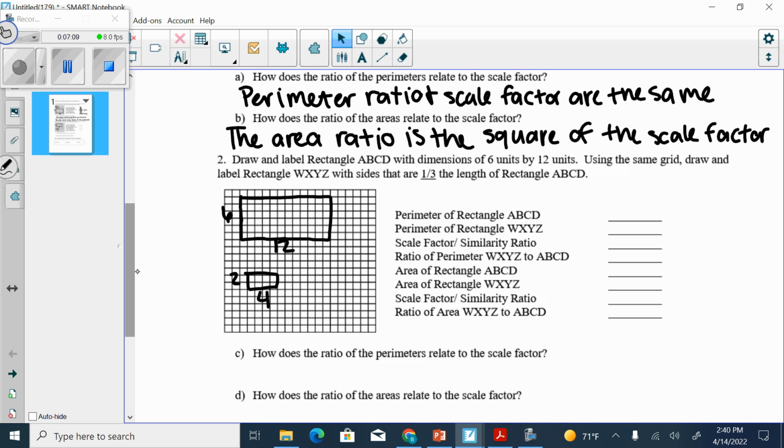Okay, now we're going to answer the same questions as before. So first, what's the perimeter of the first rectangle, ABCD? Very good. And what's the perimeter of our second rectangle? Very good. Okay, and what would be our scale factor or similarity ratio here? 1 to 3. Very good. Okay, and then for our ratio of the perimeters, our ratio would be 12 to 36, which is going to simplify to, very good.